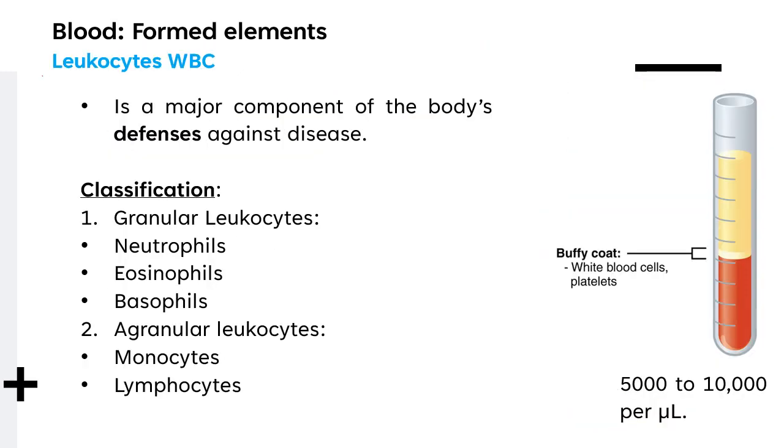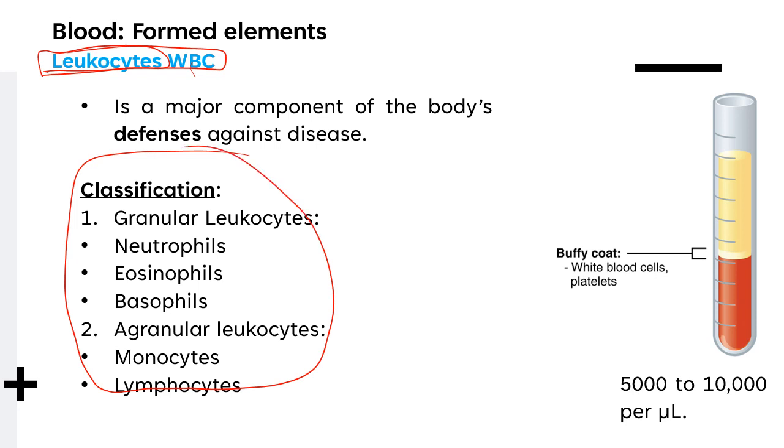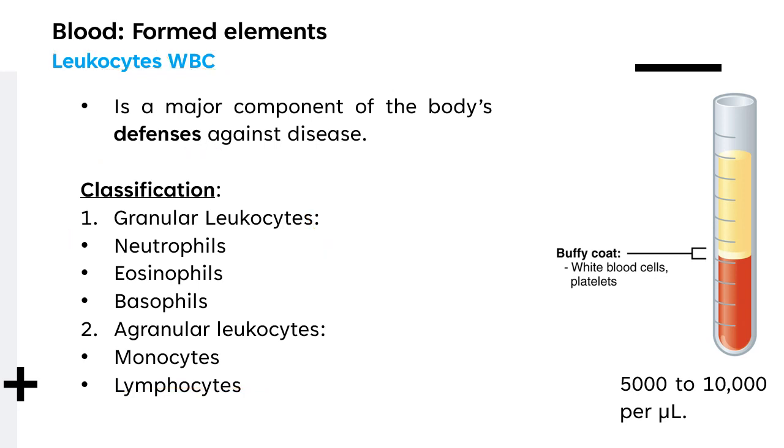Now let's talk about leukocytes. Now, the term leukocytes is not specific. So when we say leukocytes, we're talking about all these types of white blood cells. So leukocytes, keep in mind that it's like a general term. When we refer to white blood cells, the major function of these cells is defense against disease. They are the cells that fight microbes, and are the cells that protect us.